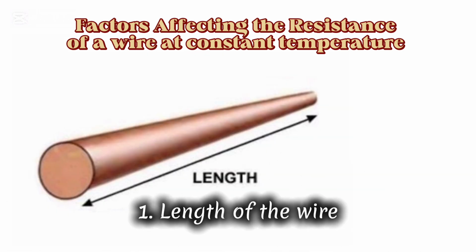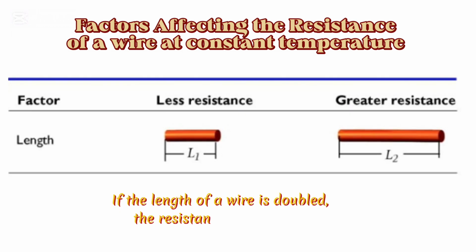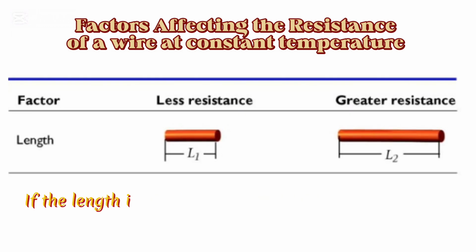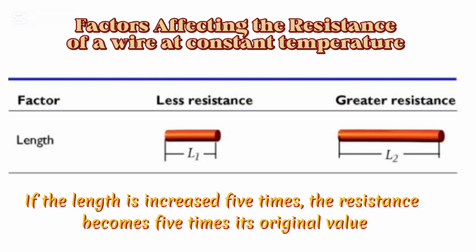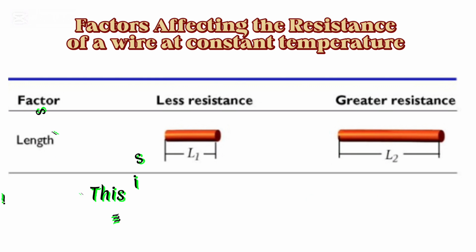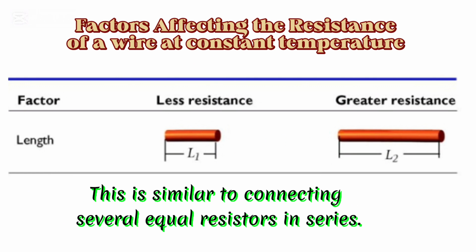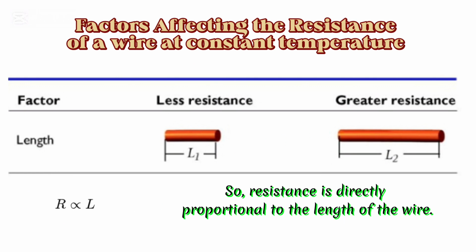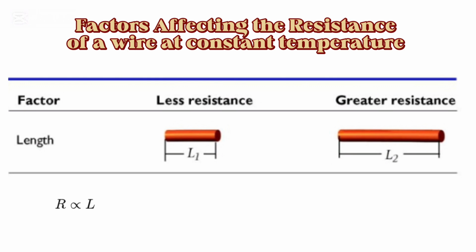One, length of the wire. If the length of a wire is doubled, its resistance also doubles. If the length is increased 5 times, the resistance becomes 5 times its original value. This is similar to connecting several equal resistors in series. So resistance is directly proportional to the length of the wire. R is directly proportional to L.